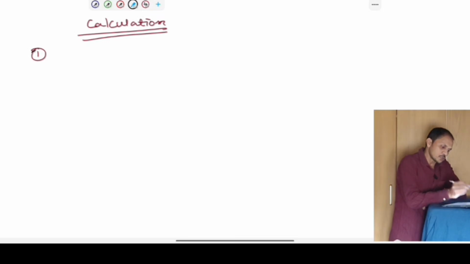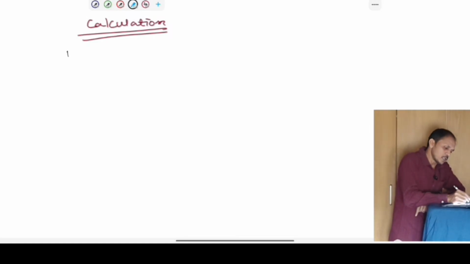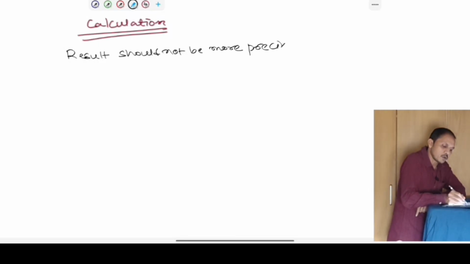Always, before writing the first rule, I'll tell one common point to remember. Whether you do addition or multiplication or anything, the main basic thing to remember is the result should not have more accuracy than the data. The result should not be more precise than the data.